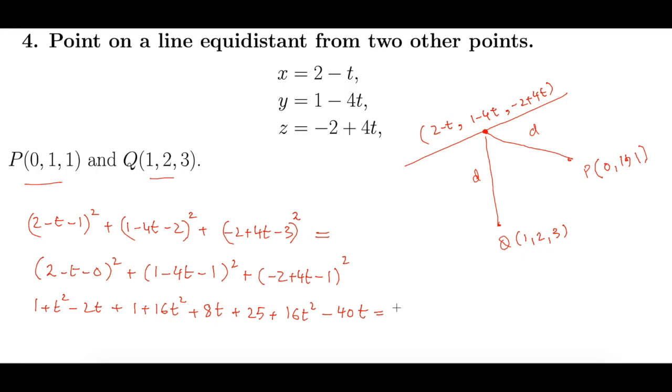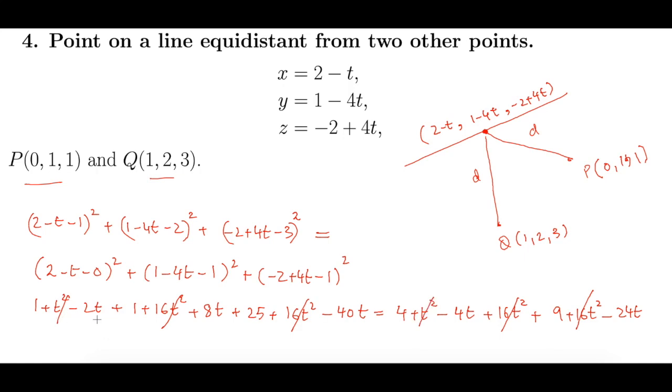So 2 minus t squared is 4 plus t squared minus 4t. So plus 16t squared. This is minus 3 plus 4t, so plus 9 plus 16t squared minus 24t. Okay, so now note that this 16t squared goes, this 16t squared goes, and this t squared goes.